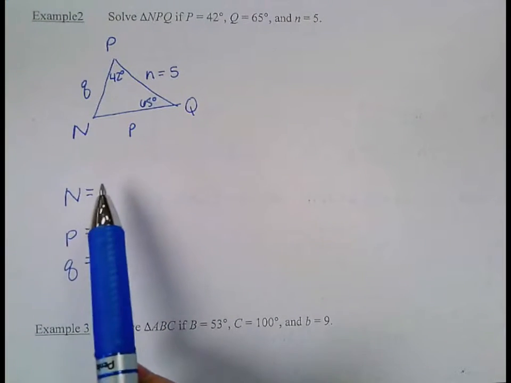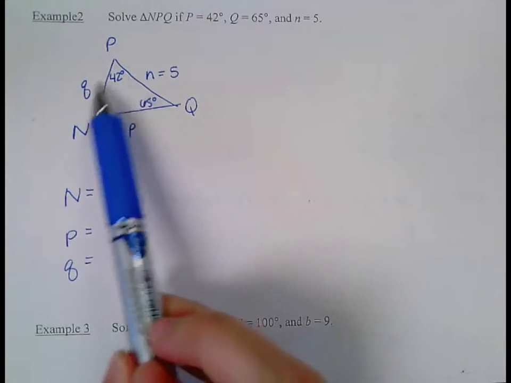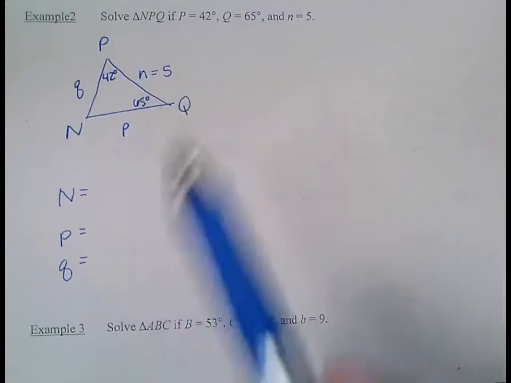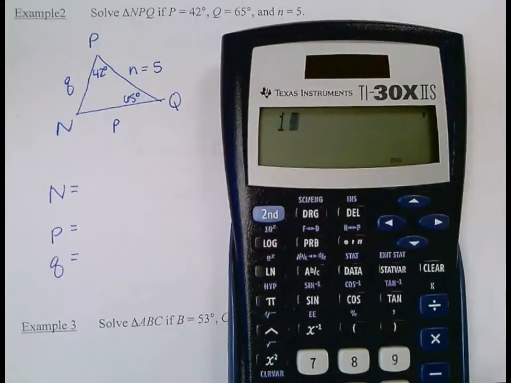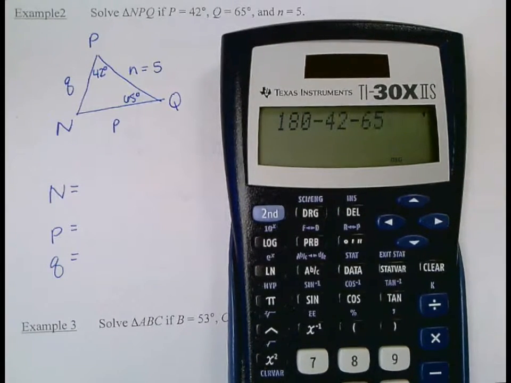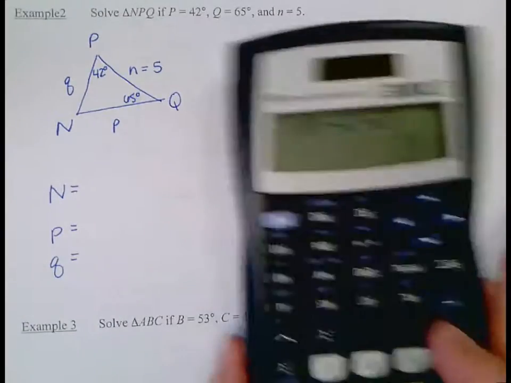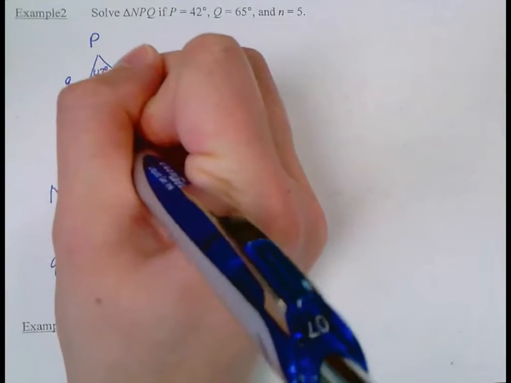We could find angle N right away. How would you find angle N? Yes, 180 degrees in a triangle, and you already know two of those angles. So if you take 180 and subtract 42 and subtract 65, you get 73, that's angle N. So all three angles should add to 180. So N is 73 degrees.